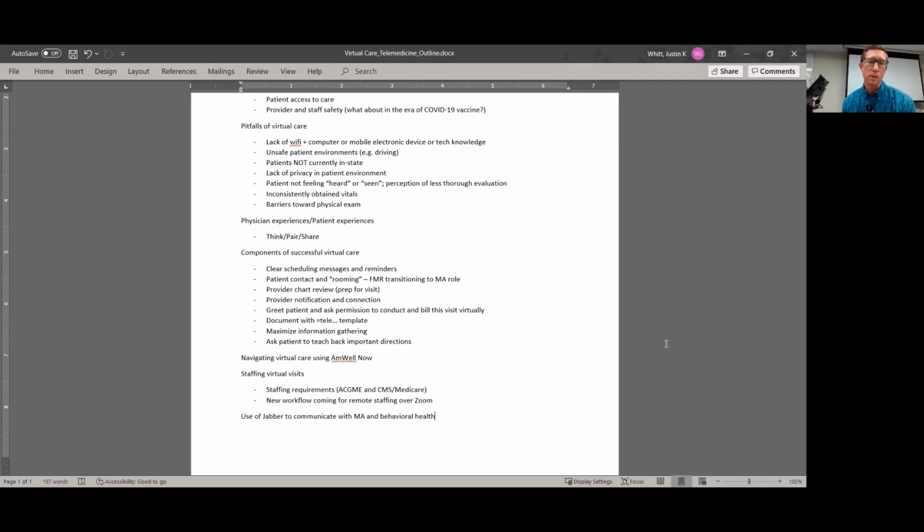Obviously, patient access is one of those drivers. They want to talk with their physician. They want to be able to have care by their continuity physician whenever possible. And telemedicine is a tool that sometimes enables us to do that.